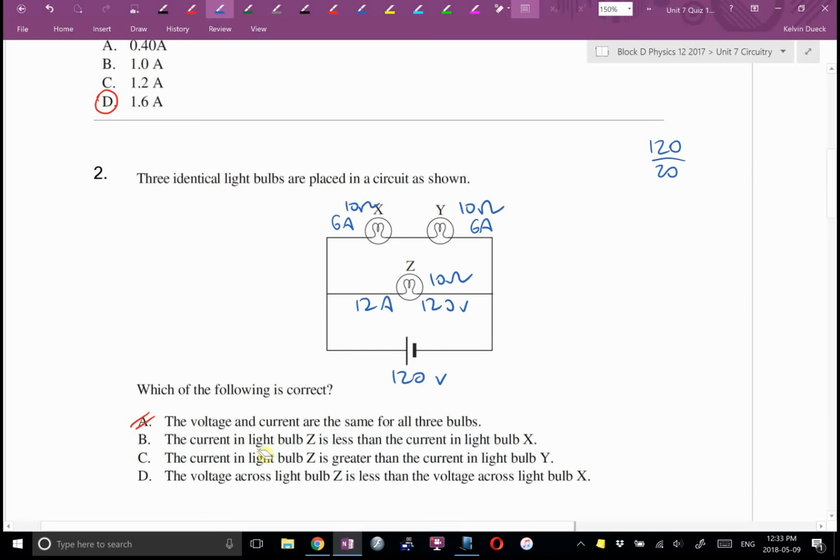Okay, the current in Z is less than the current in X. That's wrong. The current in Z is greater. I think that's right. Now, with numbers, that works, but could you have done that intuitively? Yes. But if you're not sure, don't be scared to stick numbers on there. I do that if I'm not sure, especially on a test or a quiz.